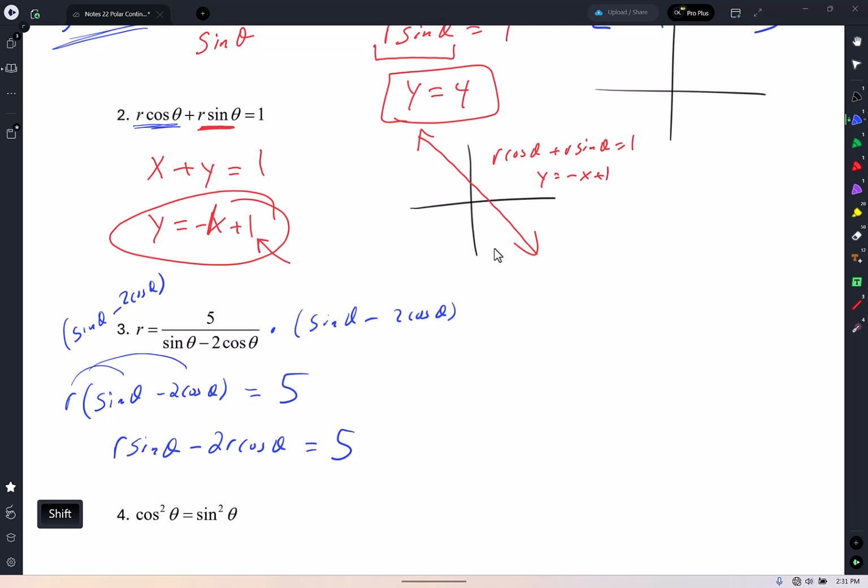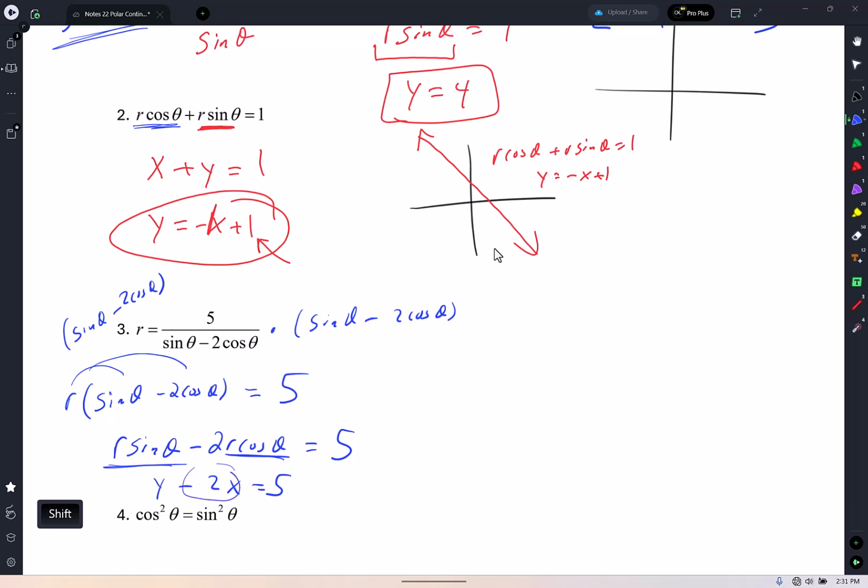And OMG, look at this. R sine theta is something, and r cosine theta is something. What is that something? Yep, y minus 2x equals 5. R sine theta is y, r cosine theta is x. And now look, guys, now we know how this expression looks.